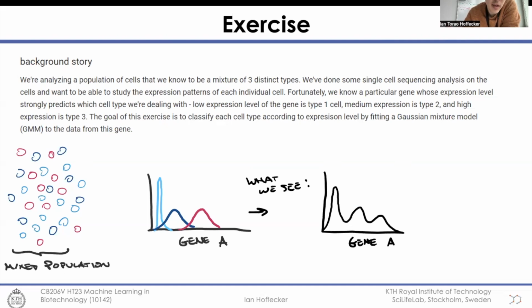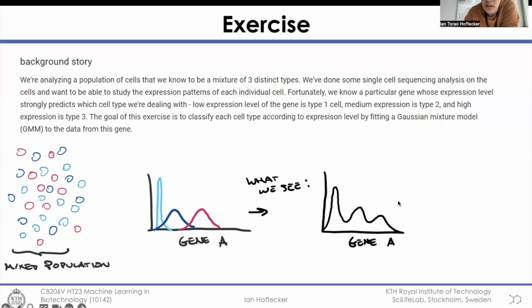Let's say we have this mixed population of cells, three cell types. What we're looking at, the observable that we have data from, is the expression level of a particular gene that all three of these cells happen to express, but they express it at different levels. But they don't express it at different levels so completely that their expression levels can be completely separated. So you can see there's overlap in the distributions of expression levels from each cell.